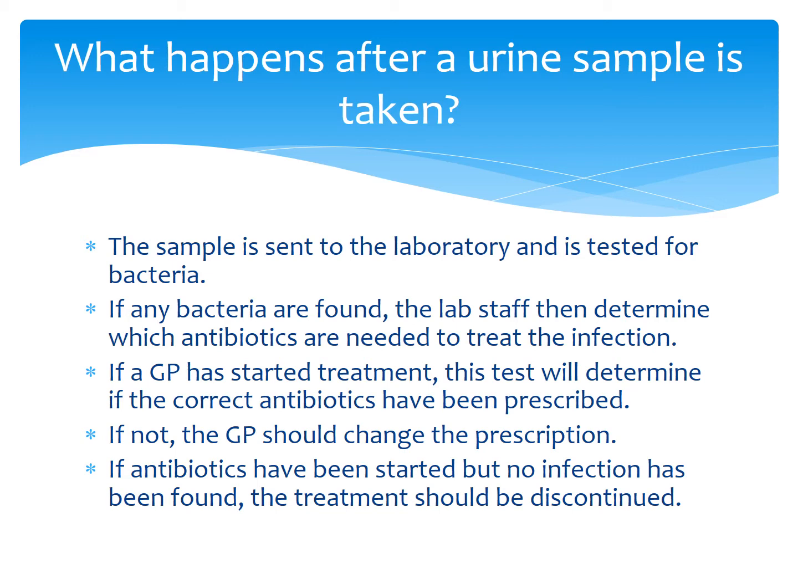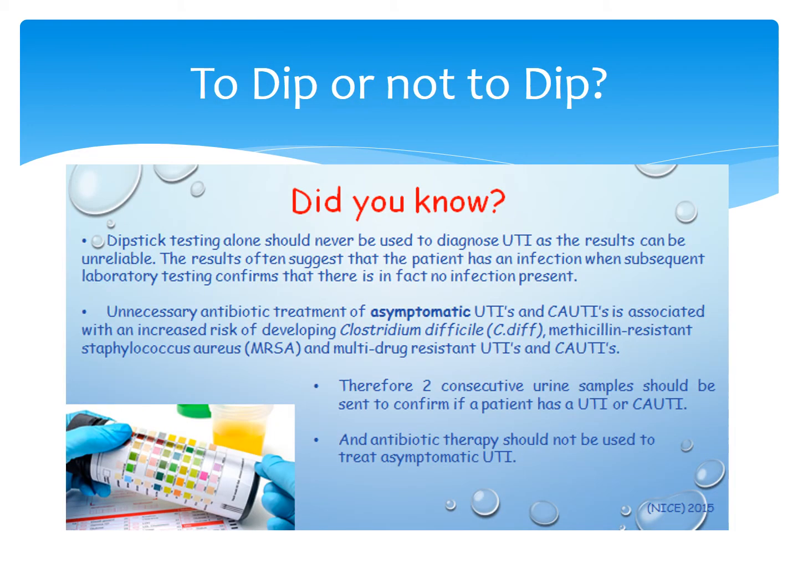If a GP has started treatment, this test will determine if the correct antibiotics have been prescribed. If not, the GP should change the prescription as they may not be effective. If antibiotics have been started but no infection has been found, the treatment should be discontinued. This will help prevent resistance to different antibiotics.